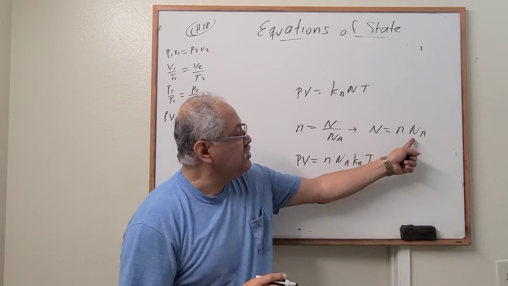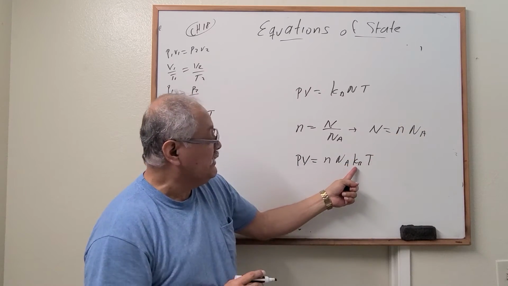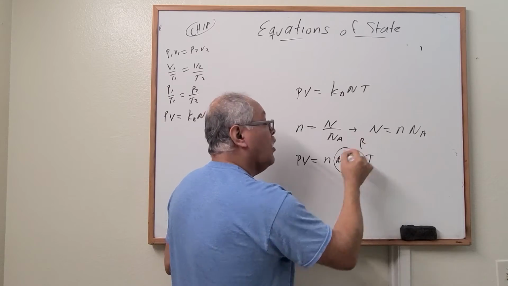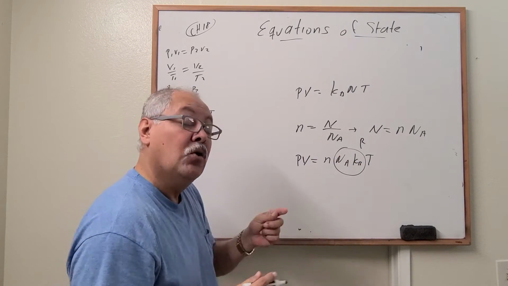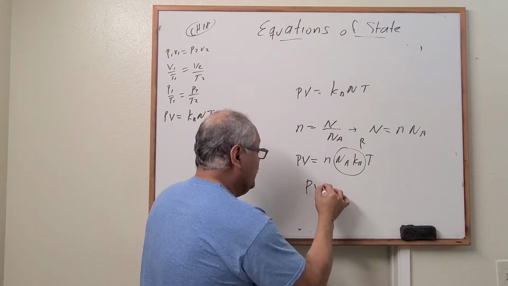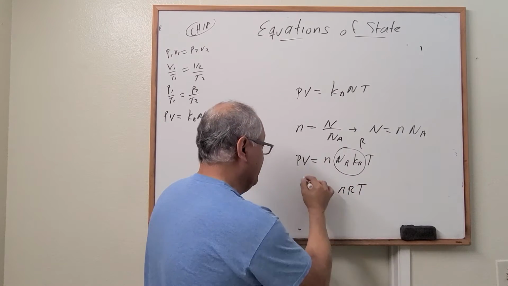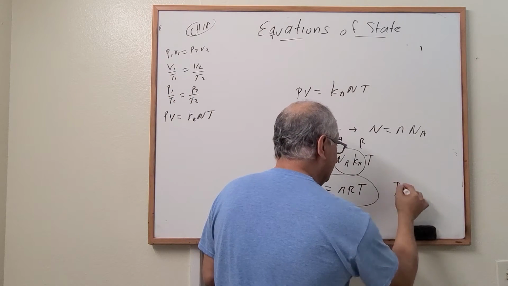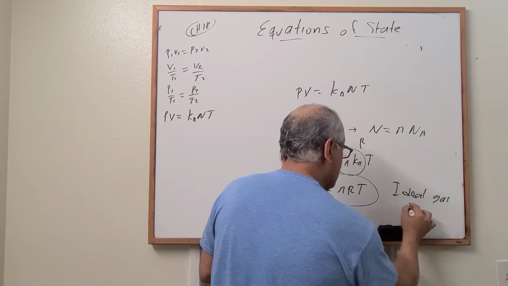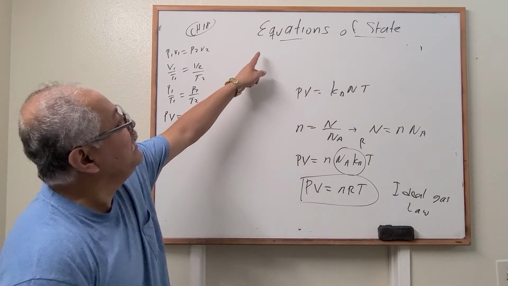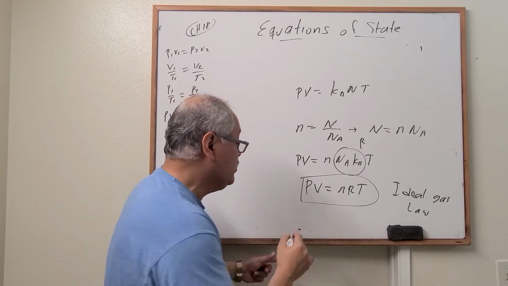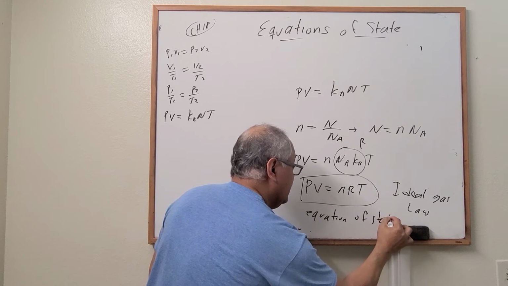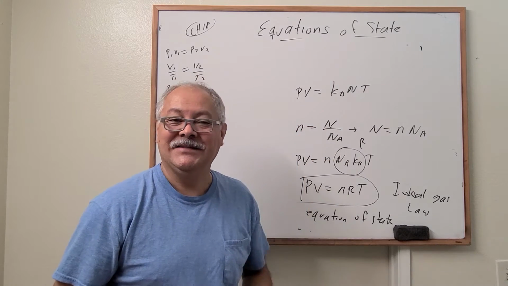But look, remember it's a constant. Avogadro's number is a constant, and this is another constant. So when we multiply these two constants, we create a new one, and that constant is called R, the gas constant or the universal gas constant. So PV equals nRT, and this is the ideal gas law, or the equation of state for an ideal gas.